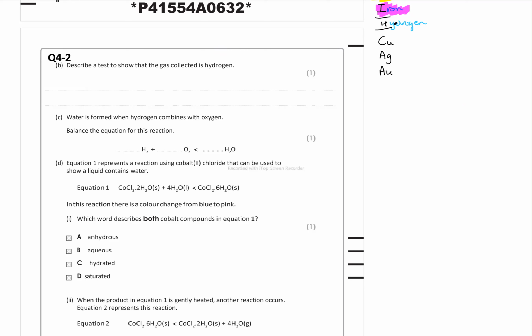Okay, so describe a test to show that the gas is hydrogen. So what you do is you use a burning or lit splint and it gives off a squeaky pop sound.